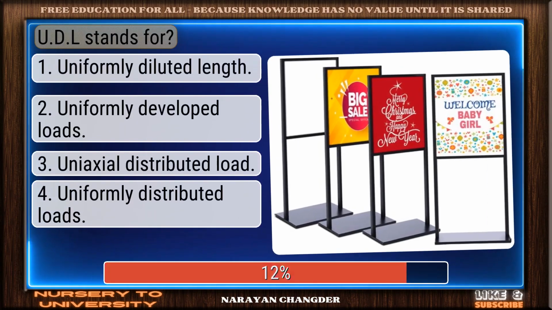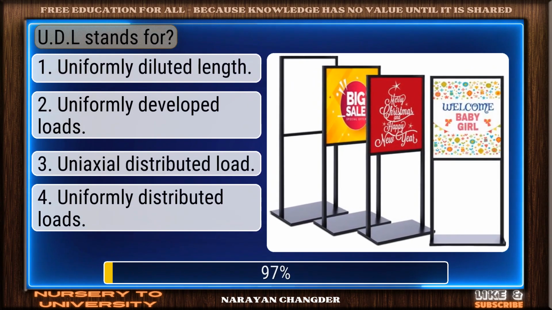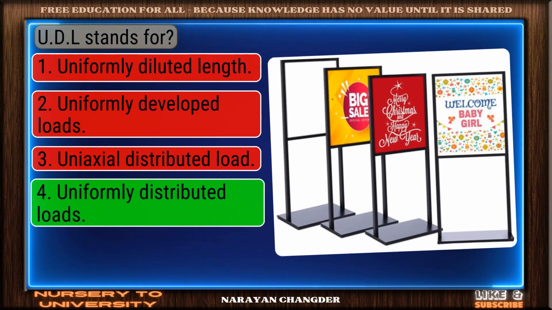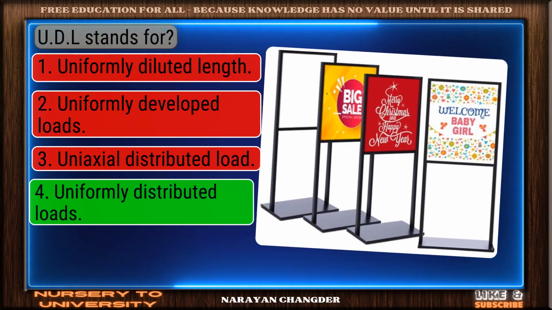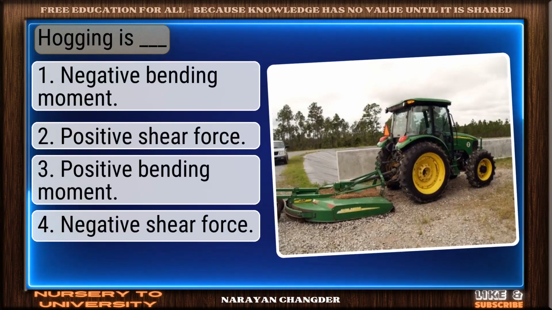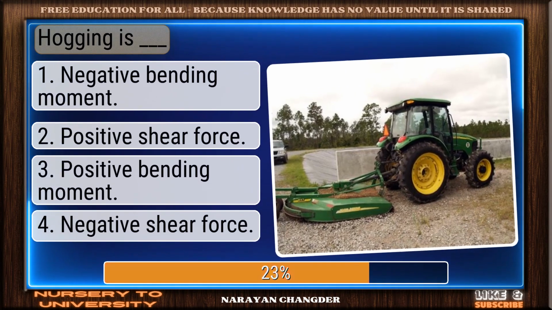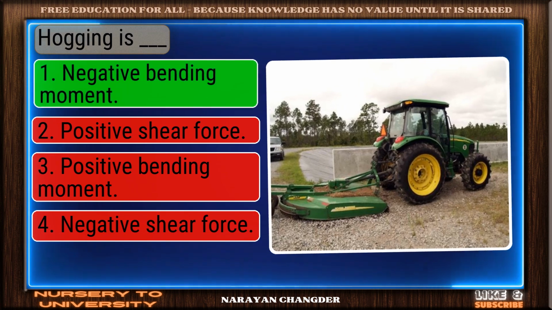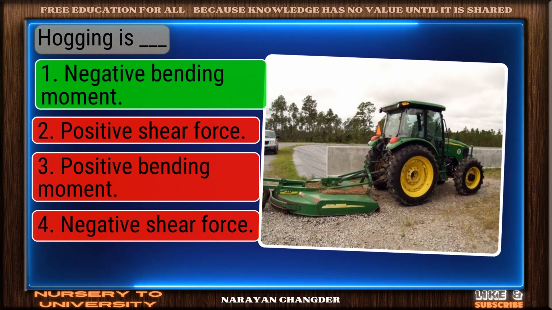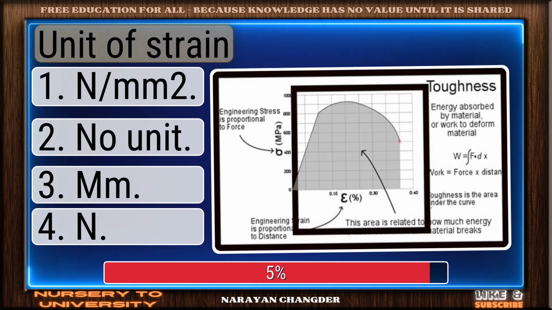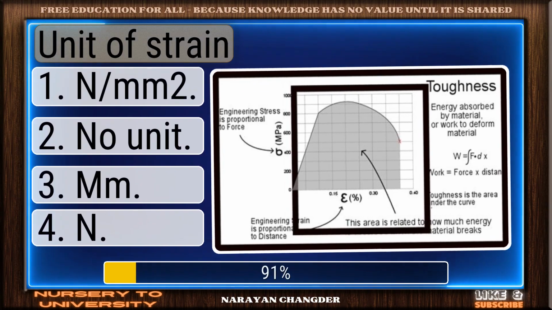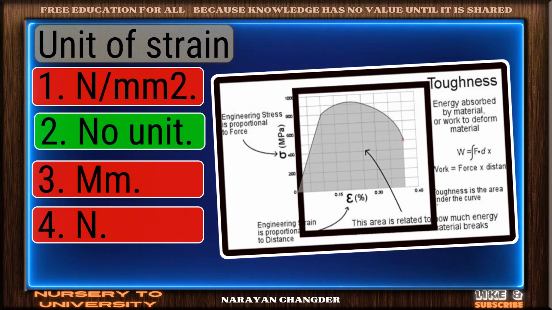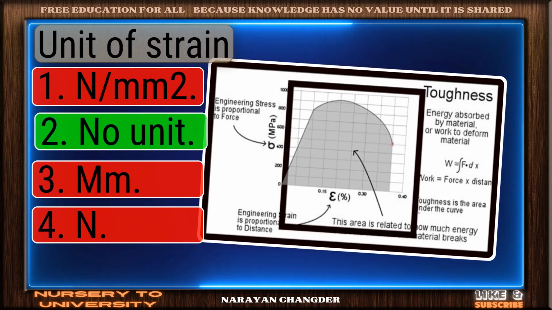UDL stands for. You chose uniformly distributed loads, and it is correct. Hogging is dash. Well reasoned. Negative bending moment is the correct choice. Unit of strain. Smart move. No unit is an accurate answer.